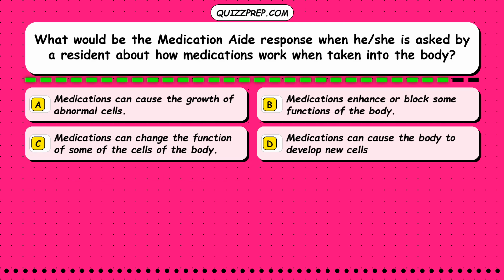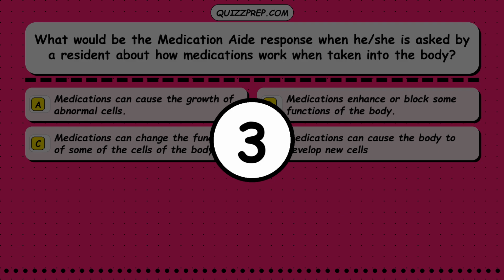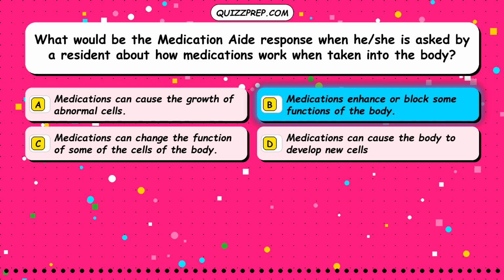Question 210. What would be the medication aide response when she is asked by a resident about how medications work when taken into the body? Option A, medications can cause the growth of abnormal cells. Option B, medications enhance or block some functions of the body. Option C, medications can change the function of some of the cells of the body. Option D, medications can cause the body to develop new cells. The correct answer is option B, medications enhance or block some functions of the body.